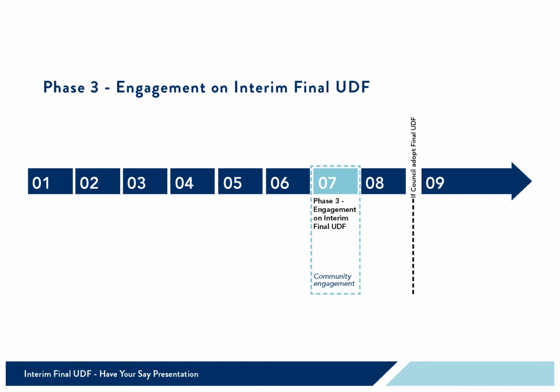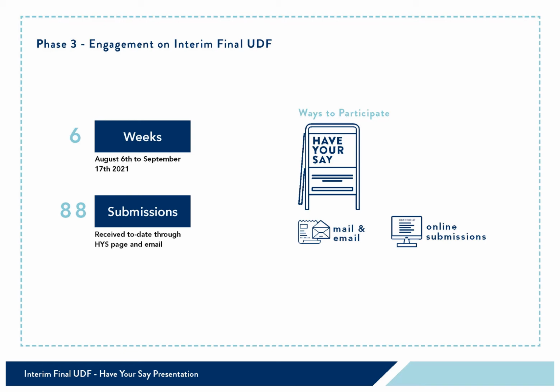The third phase of community engagement, which is where we currently are, is geared towards getting community feedback on the updated recommendations and projects in the interim final UDF. This third phase of engagement is not typically part of the normal consultation process, but was proposed to account for the impacts of COVID and provide community members and other key stakeholders with another opportunity to provide feedback.